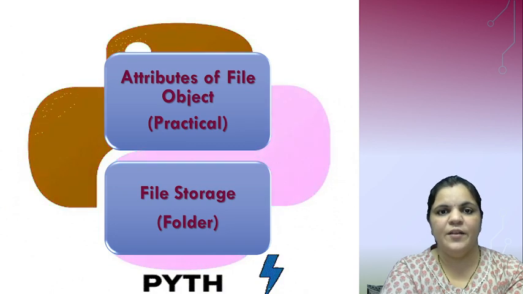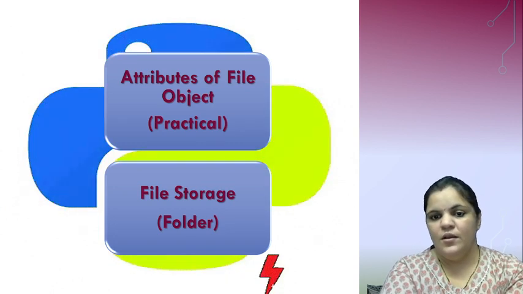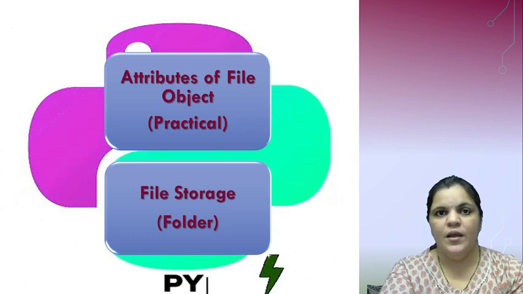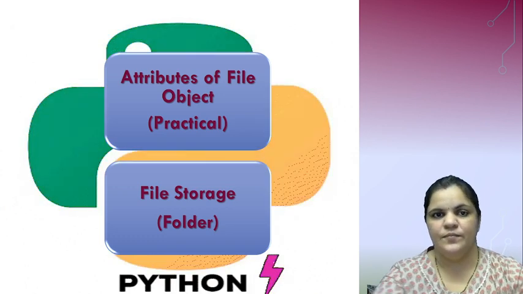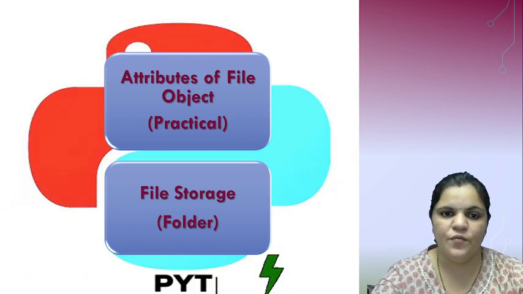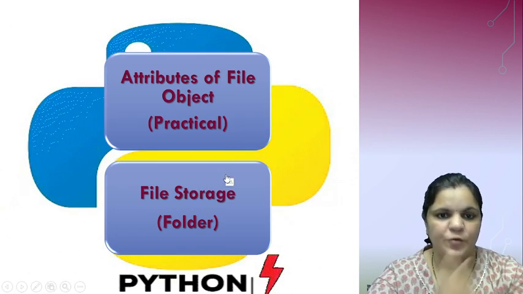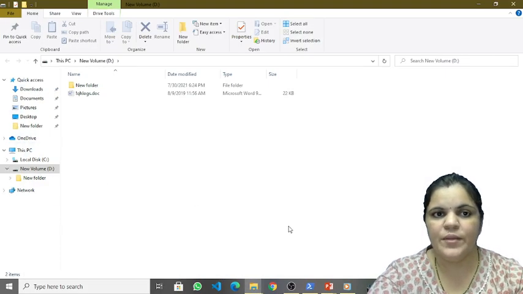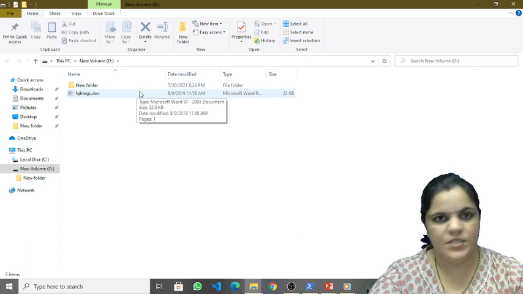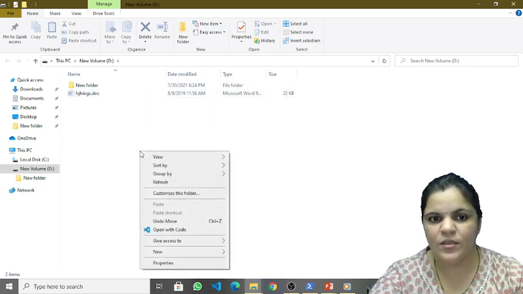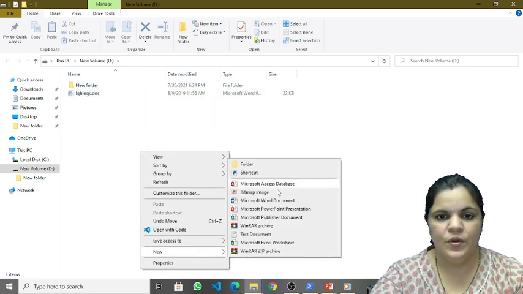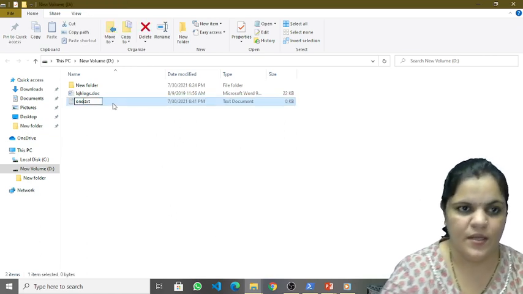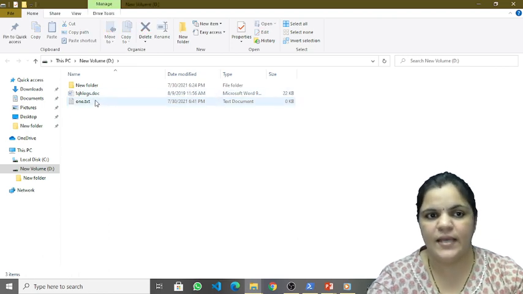Now the attributes of file object practical. What we have studied just before, I'll show you its practical. So here, first of all, we have to go to the folder. Here you can see this folder is D drive. I am simply right clicking on this, new, a text document. Its name is 1. So this file is 1.txt.